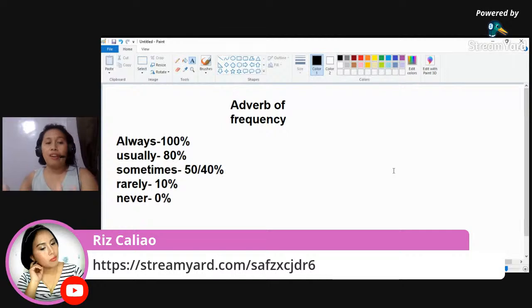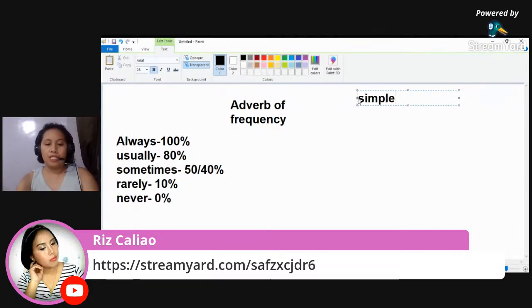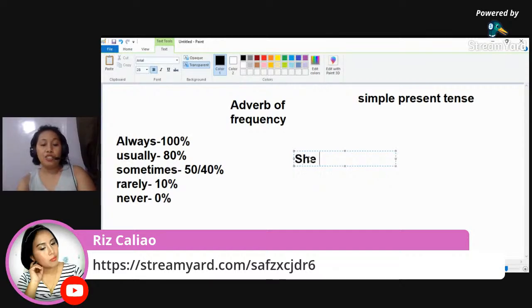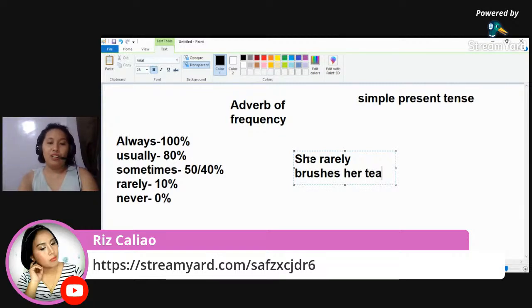So when do we use the adverb of frequency in a simple present tense? We only use this in a simple present tense, like she brushes her teeth. I play every day. So that one, simple present tense. So guys, there is a rule for this. Meron tayong rule dito. Like for example, yung subject natin is she. And then she, gagamitin natin yung rarely. So she, kasi rarely, she siya. So dapat yung ating verb should have an S or ES. So let's just put brushes. Oh my goodness, she rarely brushes her teeth.